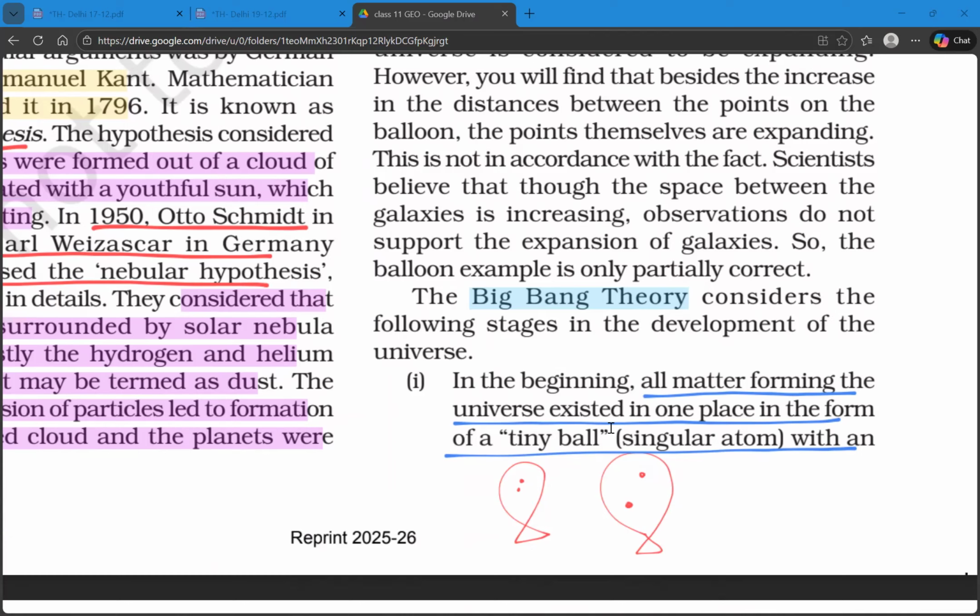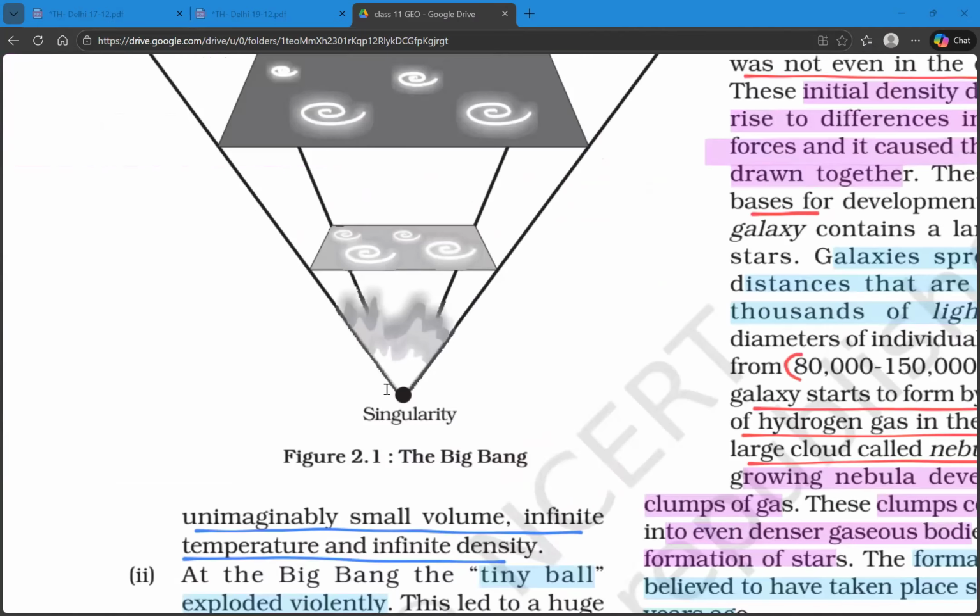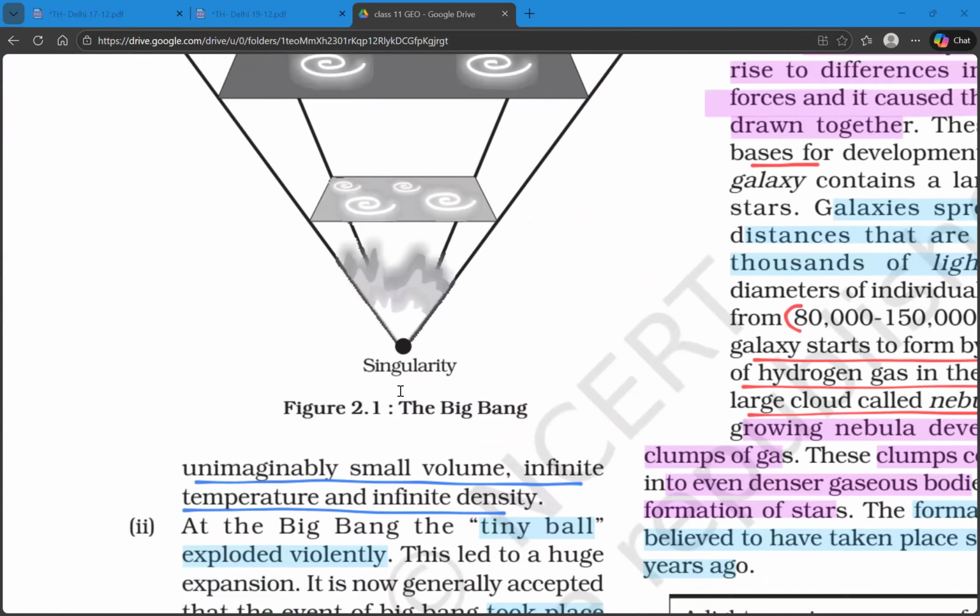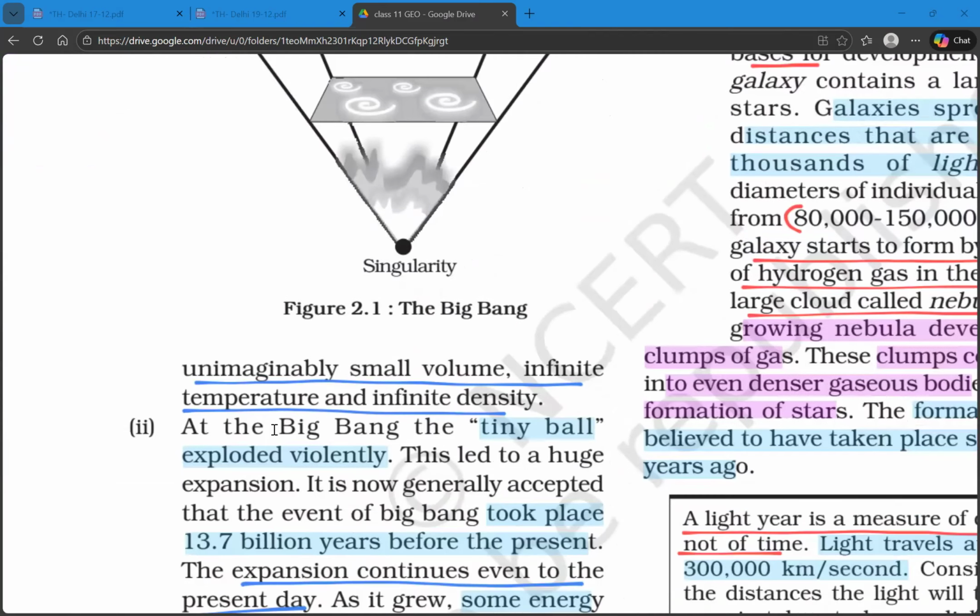The Big Bang theory considers the following stages in the development of the universe. At point zero, or in the beginning, all matter forming the universe existed in one place in the form of a tiny ball, or we can call it a singular atom or a point. See, this is the point of singularity, where it has unimaginably small volume, infinite temperature, and infinite density. So at this point, the singularity had very, very small, negligible volume, but infinite temperature and infinite density. At the Big Bang, the tiny ball exploded violently.